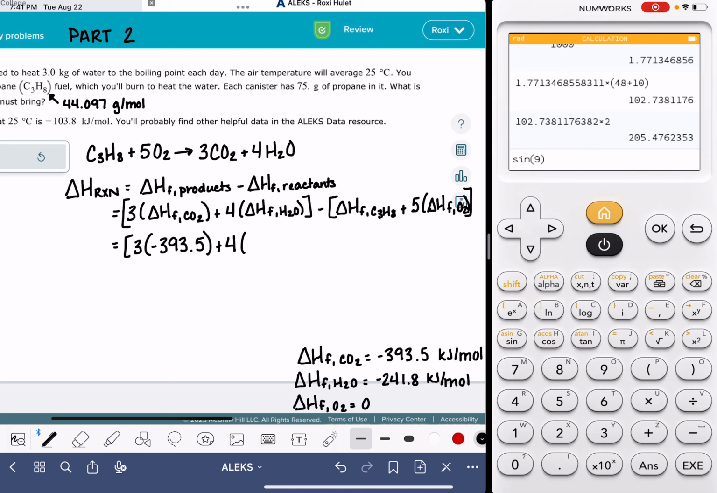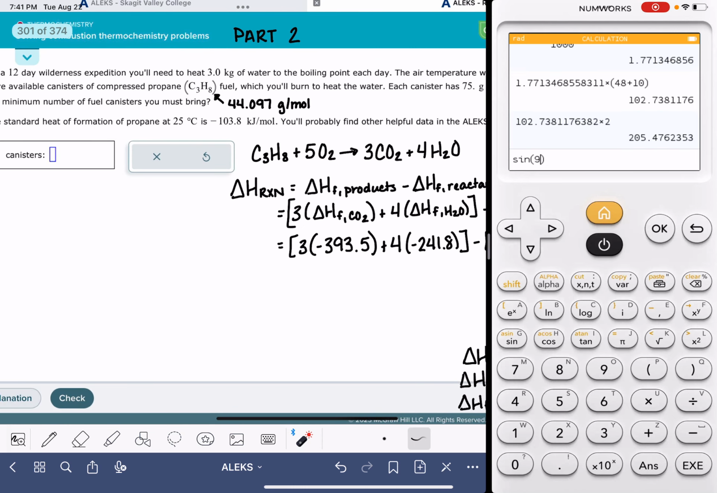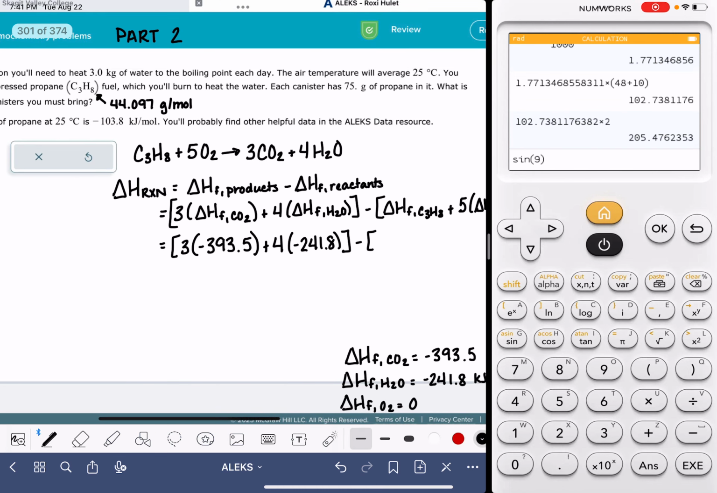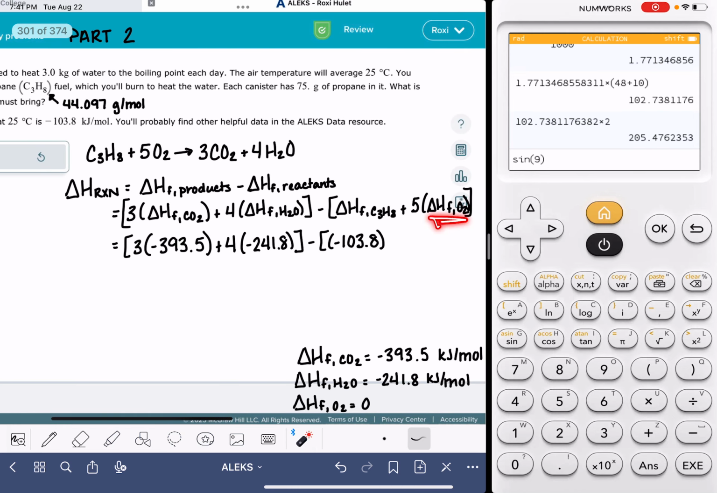For our H2O, and this is H2O gas, negative 241.8 kilojoules per mole. And then for our reactants, the enthalpy of formation of C3H8, remember that was provided to us in the problem. There's only one stoichiometric coefficient of 1, so there's only 1 here, times negative 103.8 kilojoules per mole. And then the enthalpy of formation for O2, that is a 0, so I'm just going to drop that whole term off.